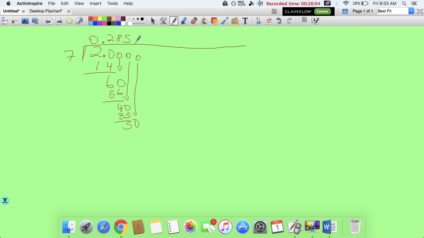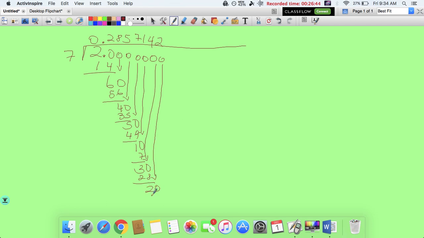7 goes into 50 7 times, which is 49. 1 left over, add a 0. 7 goes into 10 1 time, which is 7. 3 left over, add a 0. 7 goes into 30 4 times, which is 28. 2 left over, add a 0. Notice that this is going to be a repeat because 20 shows up again. 20 was the first 2 that we started with. So 7 goes into 20 2 times. So there's a 2. That 2 is going to repeat.